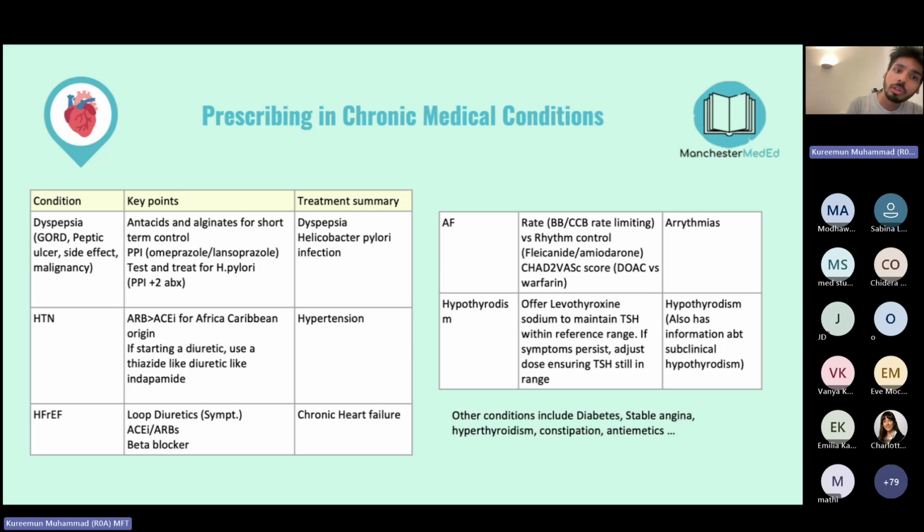So for rhythm control, you can use flecainide or amiodarone, and then other things with AF, you need to consider the CHA2DS2-VASc score because they're at higher risk of getting a stroke with AF.